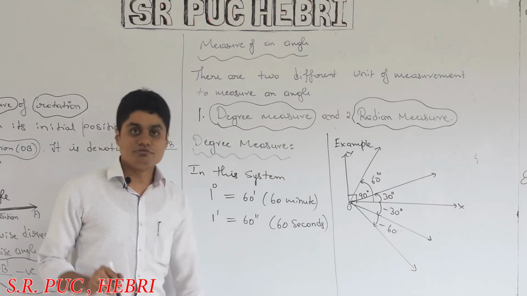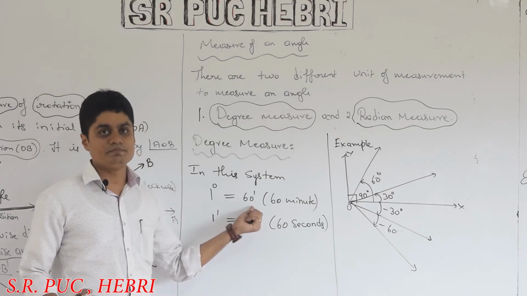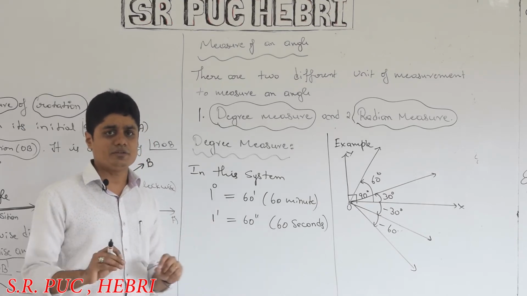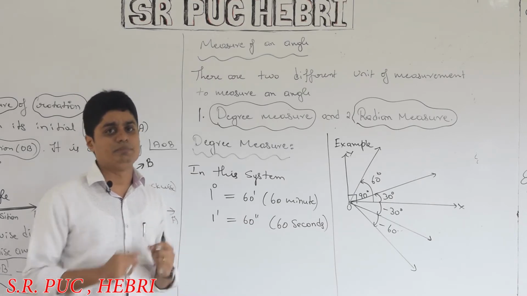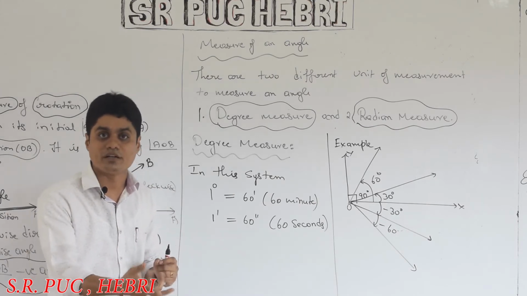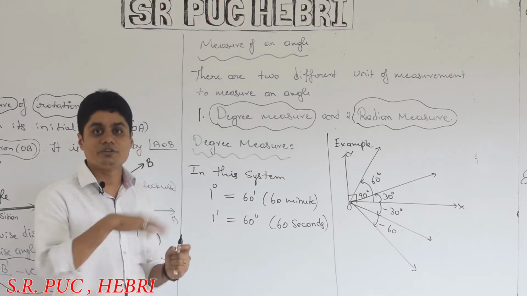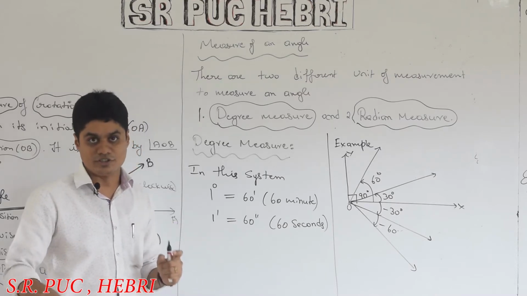In degree measure, you already know that 1 degree is equal to 60 minutes. Understanding a measurement is nothing but this: if someone asks how length will be measured, you will say 1 kilometer, 1 meter. Then they will ask, what do you mean 1 kilometer? How much is it in meters? 1 meter means how much centimeter? Like that they will ask, right? You must know that to understand the whole system.